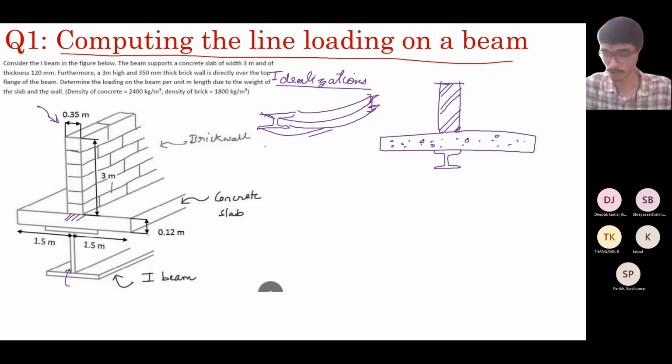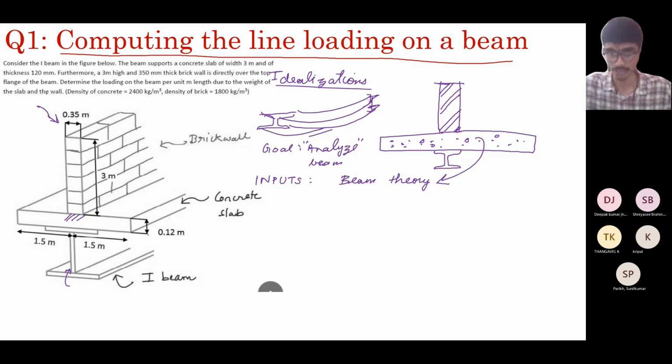Our goal is to analyze the beam. And as I said, what is analyze? Given some inputs, we want to find a response. So what are the inputs? One idealization is beam theory. All of you would be familiar with this. From this 3D structure, you're going to beam theory, which is a 1D theory. We are treating this beam as a line. It is treated as a line with some support conditions. It could be some support conditions. It is just representative, but in reality, it would be some support conditions.